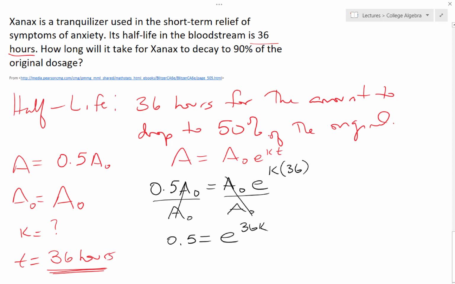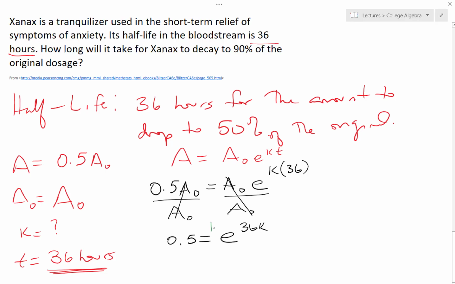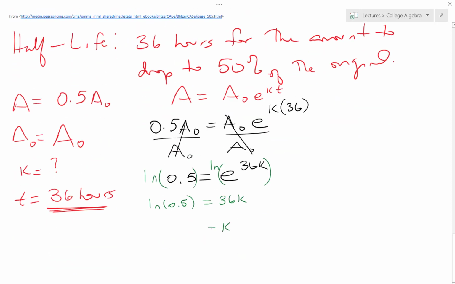Once again, I have e. I don't want to see e. What do I use? ln. And so I will take the natural log of both sides, and I have the natural log of 0.5 is natural log and e, inverse functions undo each other, 36k. And so this tells me that k is equal to the natural log of 0.5 divided by 36. And if I want that approximation, this is approximately equal to negative 0.019.